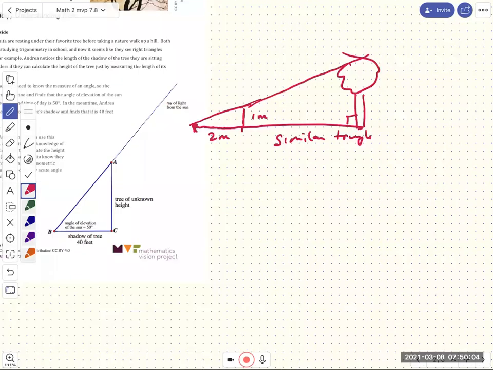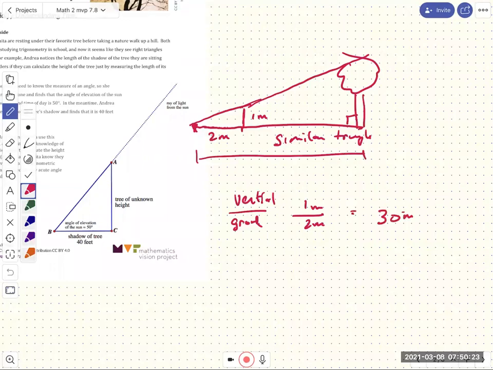So you say, okay, the ground to the vertical. So the vertical and horizontal is 1 meter to 2 meters. And then we walk this off. We can walk this off, and we say, okay, and that's 30 meters. And so the tree must be in that same proportion. Okay. But what you'll notice is that the ratio is going to always be the same for that particular angle.